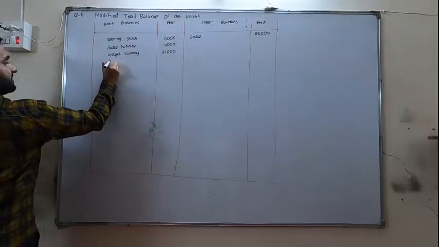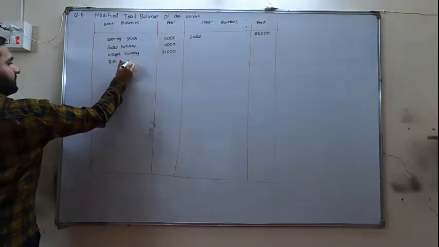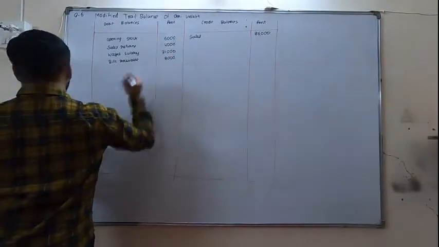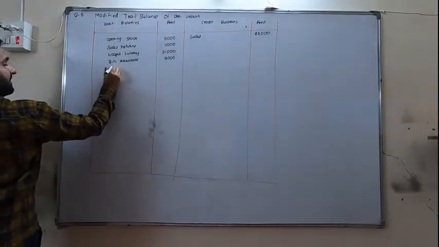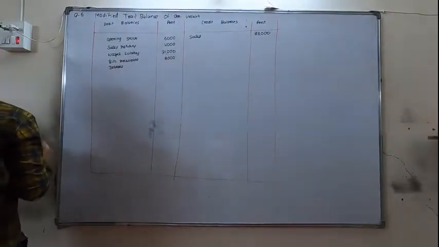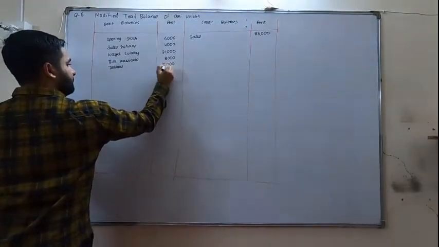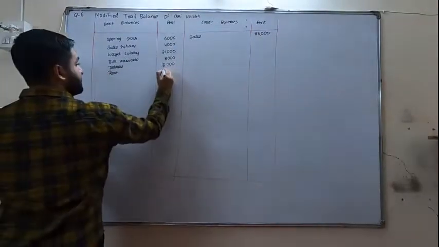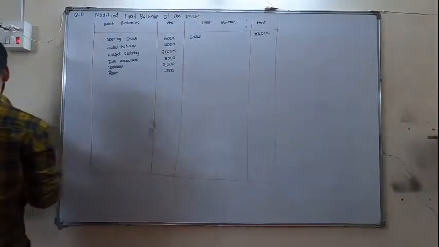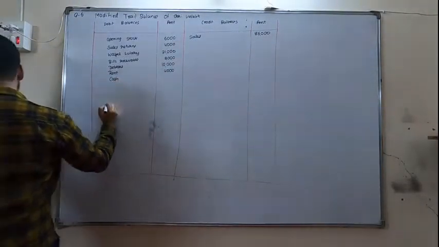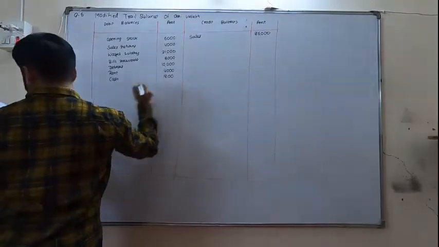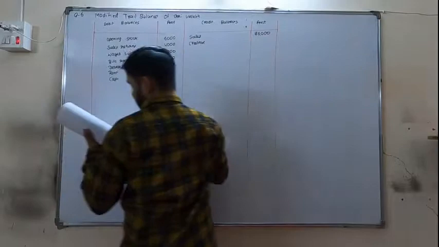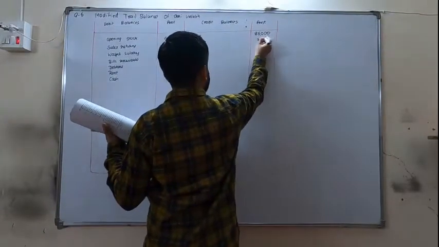Bills receivable is our asset, so on the debit side, bills receivable, 8,000. Debtors are our assets, so again a debit balance, 10,000. Rent is our expense, so again on the debit side, 4,000. Cash is our asset, so again on the debit side, 1,800. Creditors is our liability, so on the credit side, having a credit balance of 7,900.